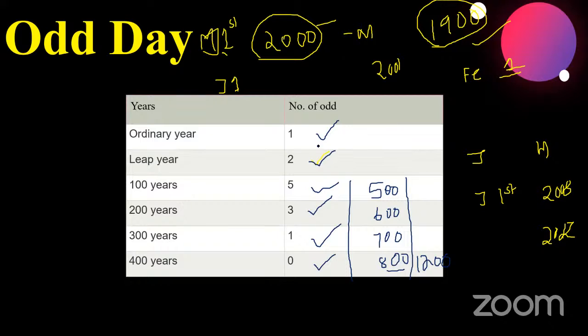Is this tabulation clear for you? Yes, ma'am. If it is a leap year, it should be divisible by 4. For century years it should be divisible by 400. Okay, that is the key thing over here. Okay, புரிஞ்சுதா எல்லாருக்கும்? Yes, ma'am.